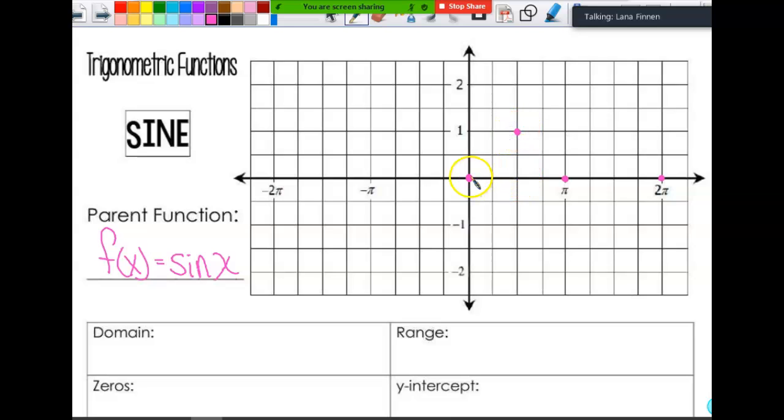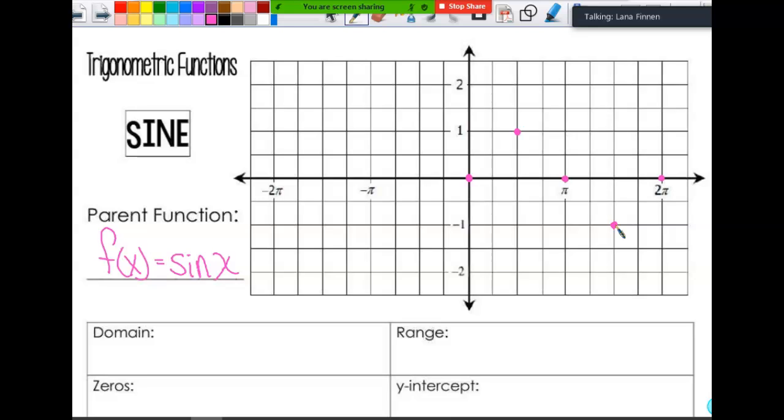So I could go halfway between 0 and pi halves to get pi fourths. What's the sine of pi fourths? Square root of 2 over 2. Are you comfortable estimating that on the graph? No, me either. So we're not going to. This is fine. So I'm just going to go halfway between pi and 2 pi. That gives me 3 pi halves. What's the sine of 3 pi halves? Negative 1. Okay? So those are the 5 points that get me that one cycle of my sine value.